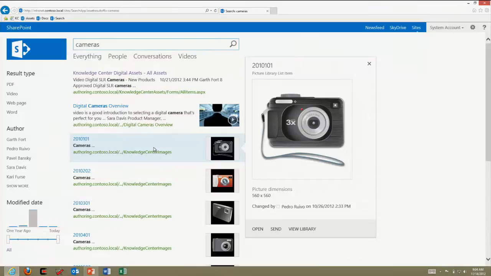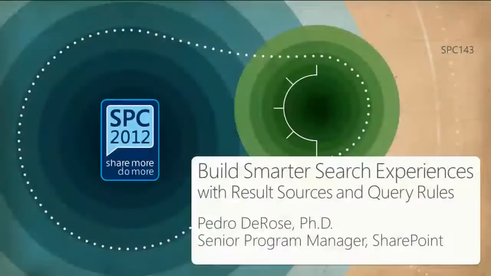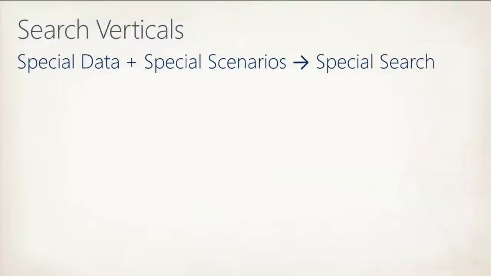So the takeaway here is that if you've got special data and special scenarios, you can build a specialized search center. There's just no excuse anymore. So let me give you a couple of examples, just to get your mind going on this, of the sort of specialized search experiences that we have at Microsoft.